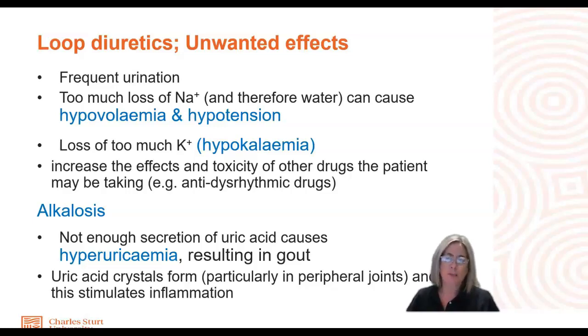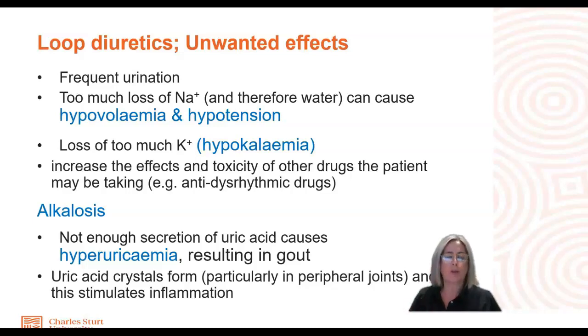And this creates problems, particularly if the person taking the loop diuretic is also taking another drug, say like a cardiac glycoside such as digoxin, because hypokalemia then will increase the effects and toxicity of other drugs that the patient may be taking. So digoxin, which we will study in the cardiac topic, it treats cardiac arrhythmias, so it's an antidysrhythmic drug. And it will compete with potassium for binding to the part of the sodium potassium pump.